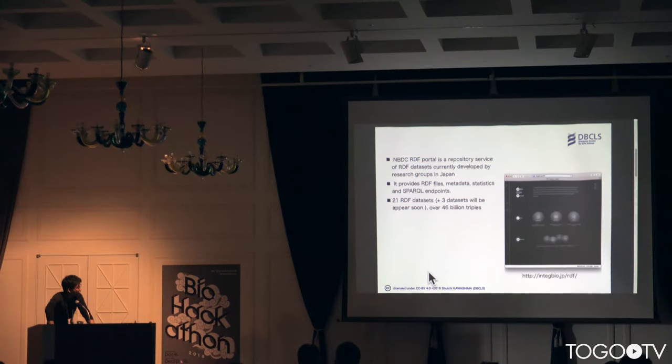This service provides an RDF data file and metadata of each dataset, the statistics, and the SPARQL endpoint. Currently it includes 21 RDF datasets, and three datasets will appear soon. And now it includes 46 billion triples. Compared with last year, the size of the triples more than doubled.